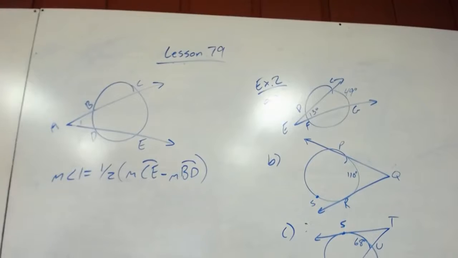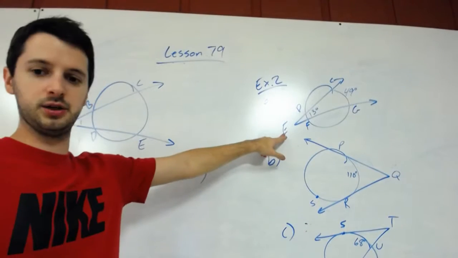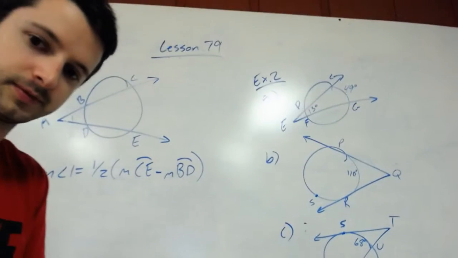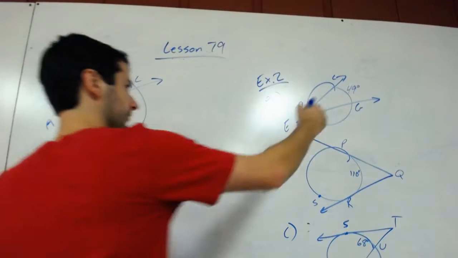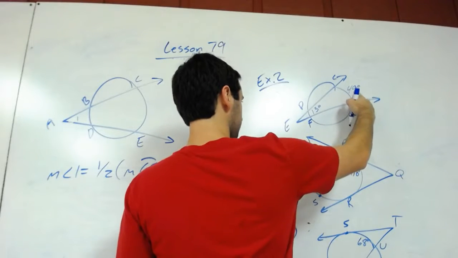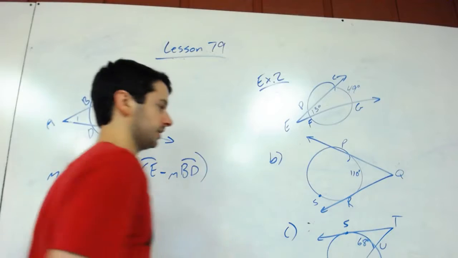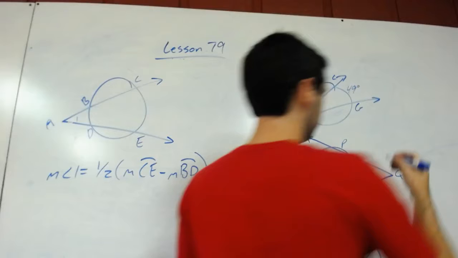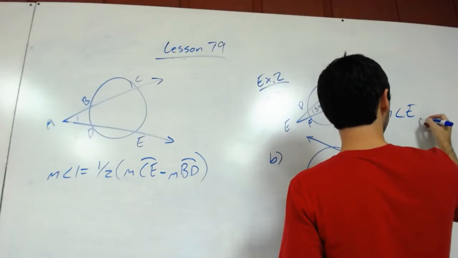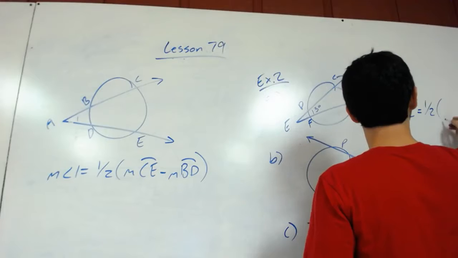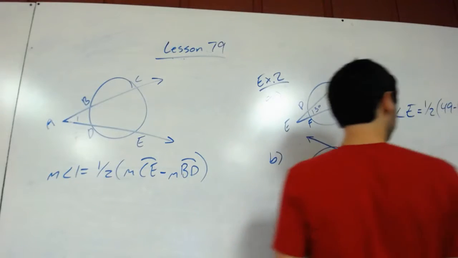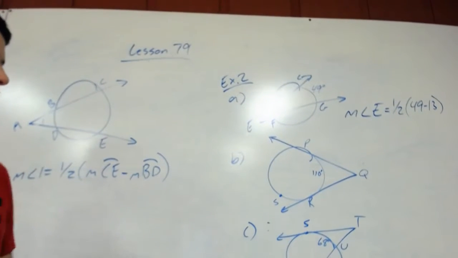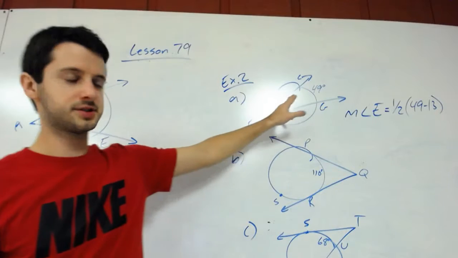So putting it into practice, look at example 2. It says find angle E. Anyways, we have our large arc of CG, 49 degrees, and our small arc of 13 degrees. So using our formula, the measure of angle E equals 1/2 times 49 minus 13. 1/2 times the bigger arc minus the smaller arc.